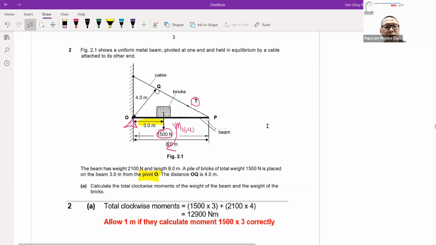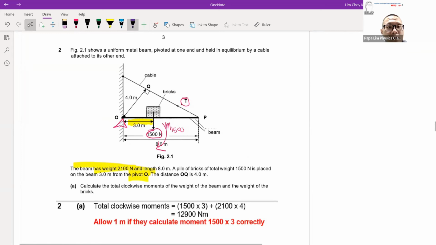Now, based on the question, there is another force that is mentioned but not drawn in the picture, which is your beam. The beam has a weight of 2,100 Newton. The beam length is 8 meters. And based on the question, it's a uniform beam, which means the center of gravity is at the center.